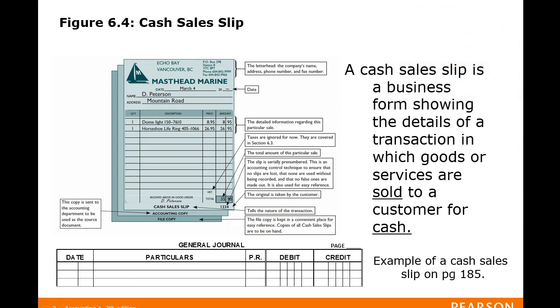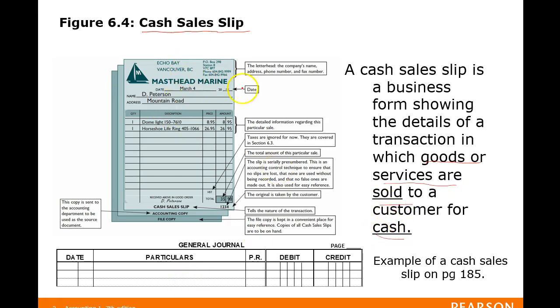So here's our first one here, and we have a cash sales slip. So this is like if you went to the local hardware store in your small town in Wainfleet, and they wrote out a cash sales slip for you. It's not very often you see these things anymore, but for small business to business types of transactions, you will see these. So a cash sales slip is a business form showing the details of the transaction where goods or services are sold to a customer for cash.